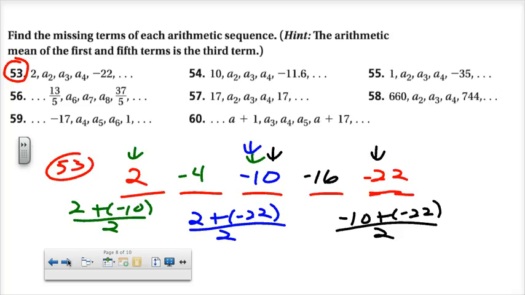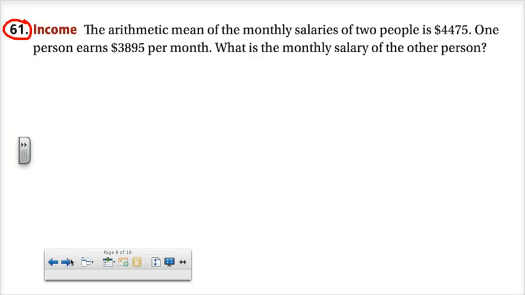And now hopefully we can take a fresh look at this and say, oh, look, they're subtracting 6 each time. You know, we can see that that's what's going on. So you're just using the arithmetic mean more than once on these problems.